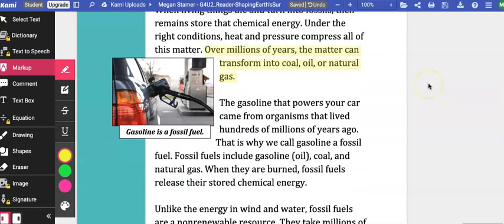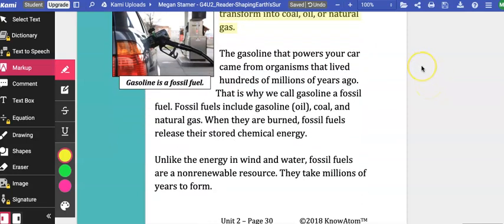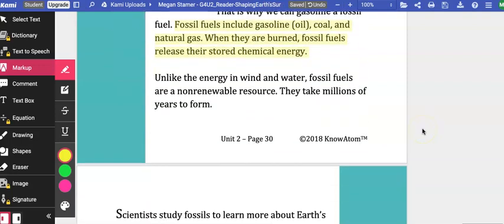The gasoline that powers your car came from organisms that lived hundreds of millions of years ago. This is why we call gasoline a fossil fuel. Fossil fuels include gasoline or oil, coal, and natural gas. When they are burned, fossil fuels release their stored chemical energy. Unlike energy in wind and water, fossil fuels are a non-renewable resource. They take millions of years to form.